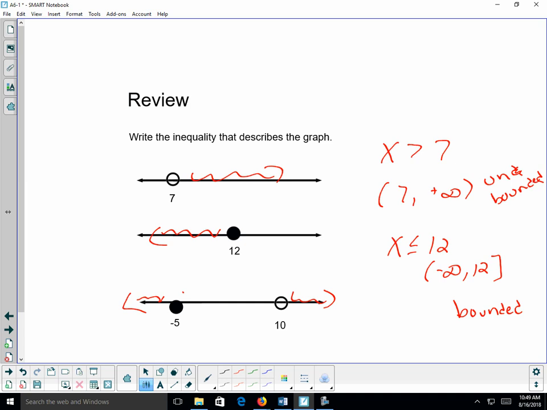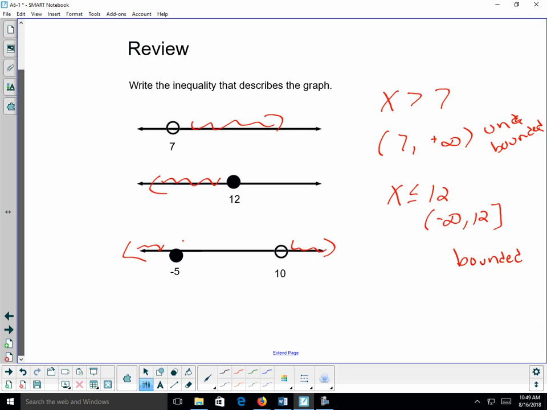And the last one, since I'm shading on the outside, that means I'm going to have two inequalities. This one over here will be negative infinity to -5. I'm including the -5. The one on the right will start at 10 and go to positive infinity. To represent that my inequality represents both parts of this, I'm going to write the union symbol.